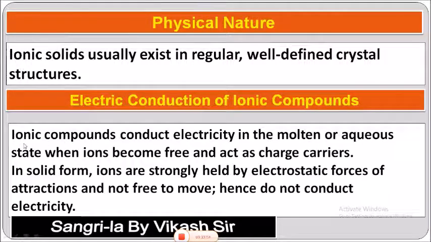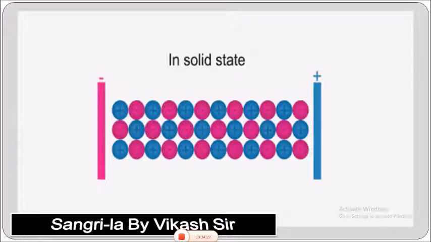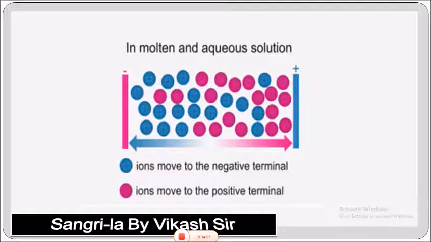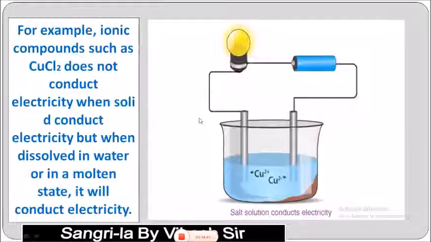Electrical conduction of ionic compounds. Ionic compounds conduct electricity in molten or aqueous state, when ions become free and act as charge carriers. In solid form, ions are strongly held by the electrostatic force of attraction and are not free to move, hence do not conduct electricity. Very important question: why do ionic compounds not conduct electricity in solid state? But in their molten or aqueous state, they can conduct electricity. This is the solid state, and this is the molten and aqueous state. The ions find sufficient space to move. That's why in this state ionic compounds conduct electricity. For example, ionic compounds such as CuCl2 don't conduct electricity when solid, but conduct electricity when dissolved in water or in molten state.